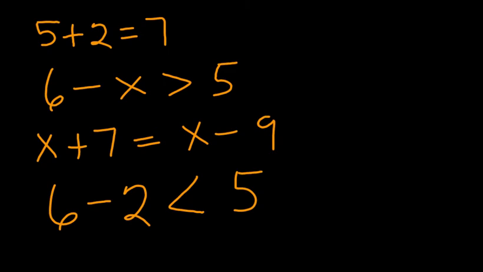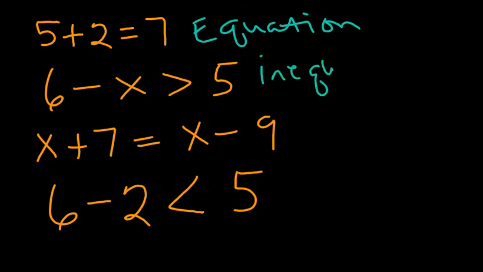Okay, here are some examples. The first example, 5 plus 2 equals 7, that's an equation. It uses an equal sign. It's not an open sentence because there's no algebra in it. The second example, 6 minus x is greater than 5, is an inequality because it uses one of the 4 inequality signs. It's also an open sentence because it has a variable.